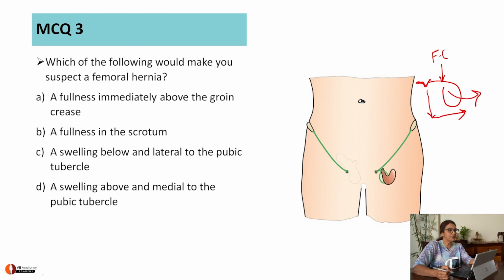A fullness immediately above the groin crease? No, below the groin crease, not above. A fullness in the scrotum? Femoral hernia never enters the scrotum. Swelling below and lateral to the pubic tubercle? Yes, this is likely to be the answer. A swelling above and medial to the pubic tubercle? Never. See, this is the pubic tubercle. Femoral hernia is always below and lateral to the pubic tubercle. C is the correct option.